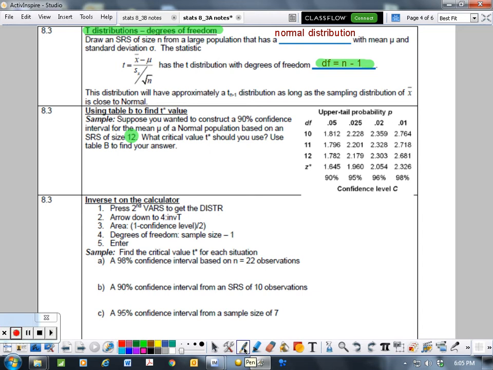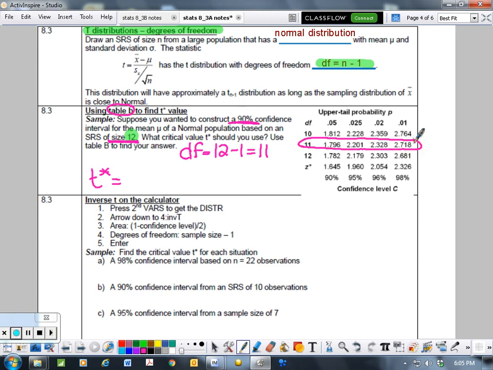Using table B. Table A is our Z table, table B is going to be our T table. Suppose you want to construct a 90% confidence interval for the mean mu of a normal population based on an SRS of size 12. What critical value t should you use? So right away, if my size is 12, then my degrees of freedom should be 12 minus 1, which is important that you write down. It's 11. So I know that my degrees of freedom is 11.